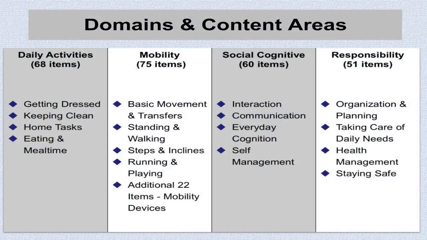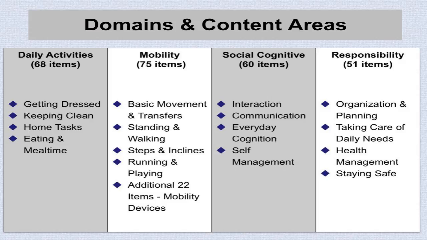The PEDI-CAT has 4 domains, each with 4 designated content areas. For all domains, age, gender, and mobility device filters prevent irrelevant items from being presented. In addition, item wording uses everyday language and gives clear examples to enhance the respondent's understanding of the item intent. Lastly, illustrations of the daily activities and mobility items are included to facilitate the respondent's understanding of the item meaning.